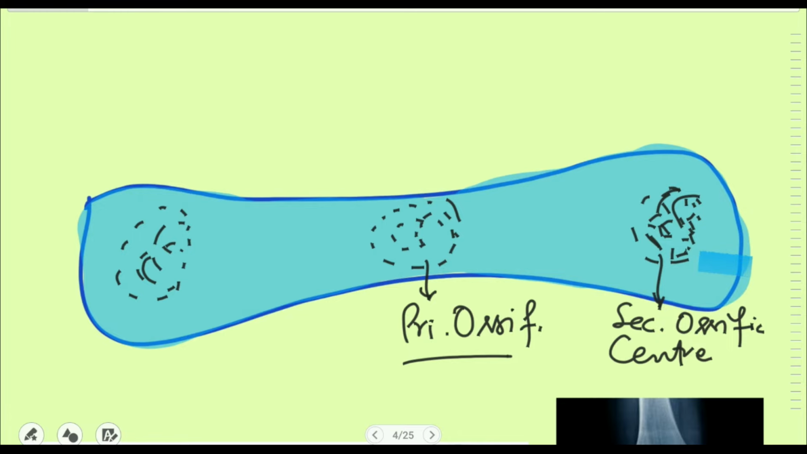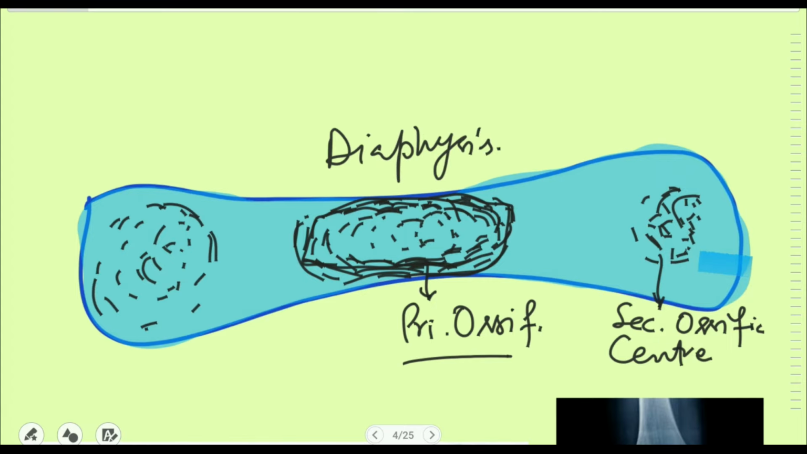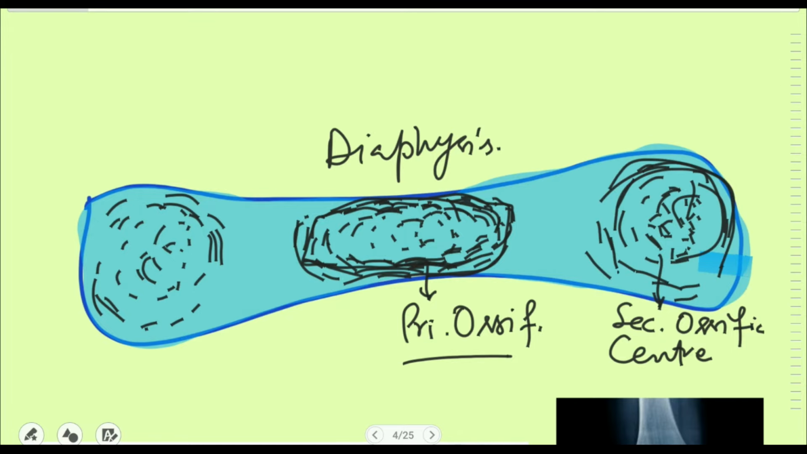Okay. So the bone development will expand. Bone will develop in this area. This is the area of the shaft, also known as the diaphysis. So the bone will develop and this area is known as the diaphysis. The bone development also continues at the secondary ossification centers, and these ends are also known as the epiphyses.